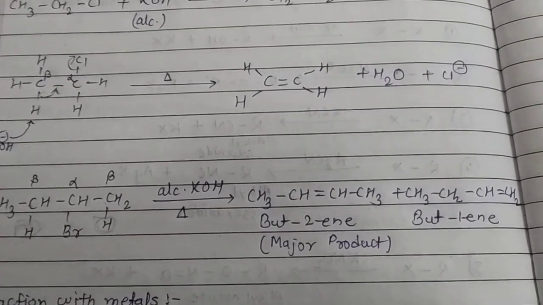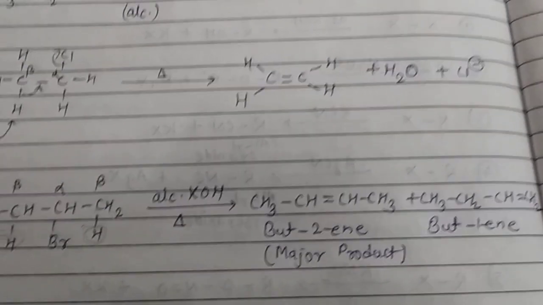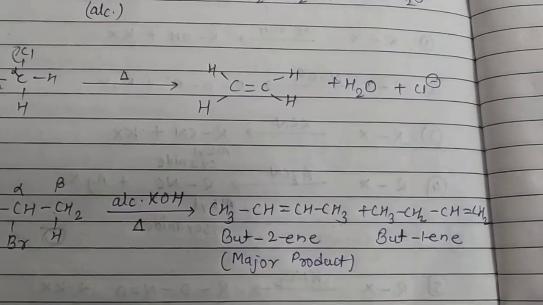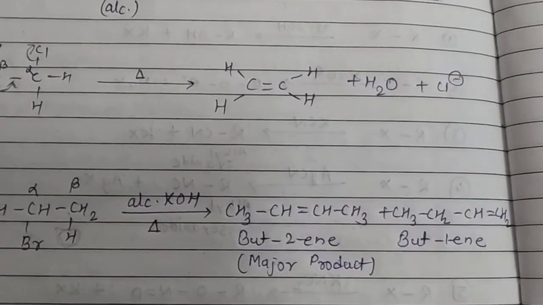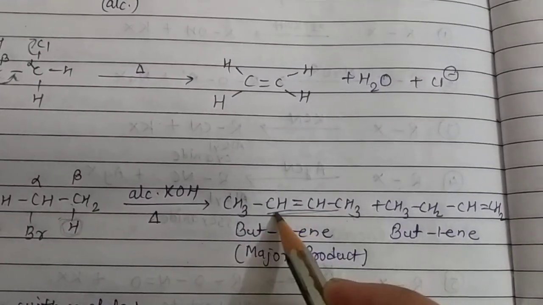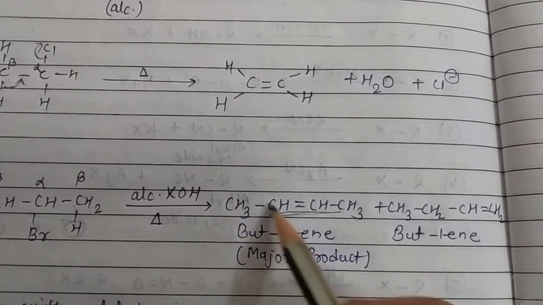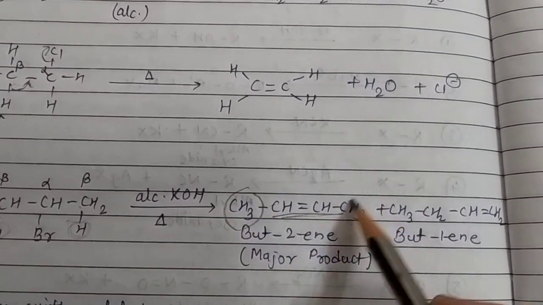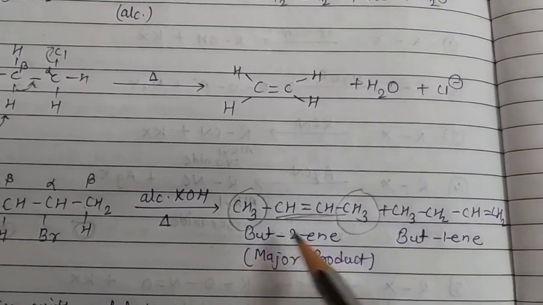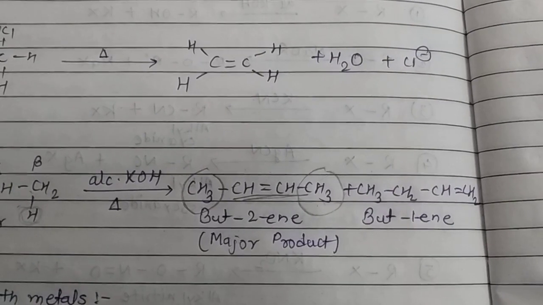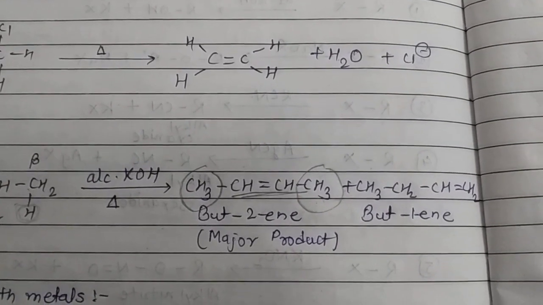Why? According to Saytzeff rule. So what does Saytzeff rule tell? The more substituted alkenes are major products according to Saytzeff rule. So see, this is the main part of the alkene. Here this carbon is substituted with this methyl group, and this carbon is substituted with this methyl group. So a total of 2 substitutions are there in but-2-ene, therefore it is known as disubstituted.